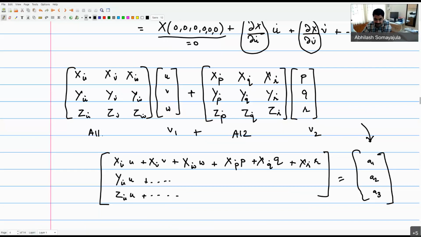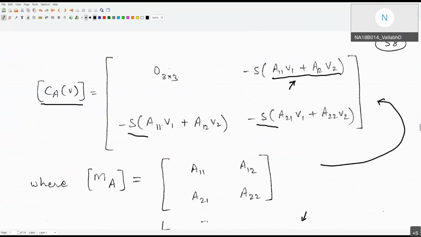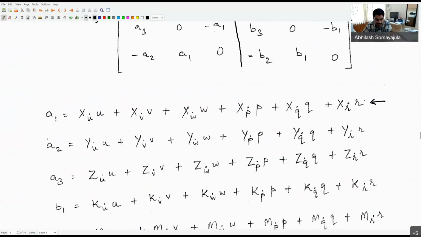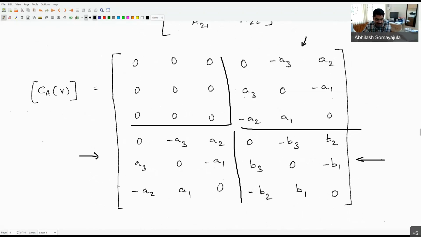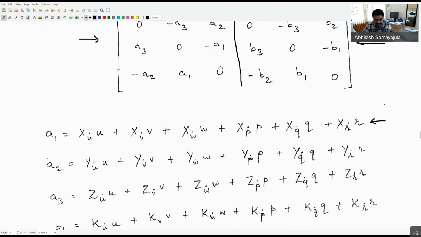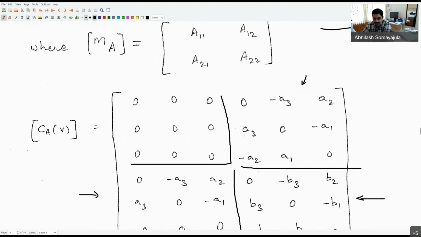Yes, sir. So that is why you are seeing these original terms. A1 is Xu dot times u plus Xv dot times v plus Xw dot times w, and so on and so forth. That is where it is coming from, because of the matrix multiplication of A11 times V1 plus A12 times V2. And once I get that vector, whose components are A1, A2, and A3, I'm forming a skew symmetric matrix out of it and putting it here.